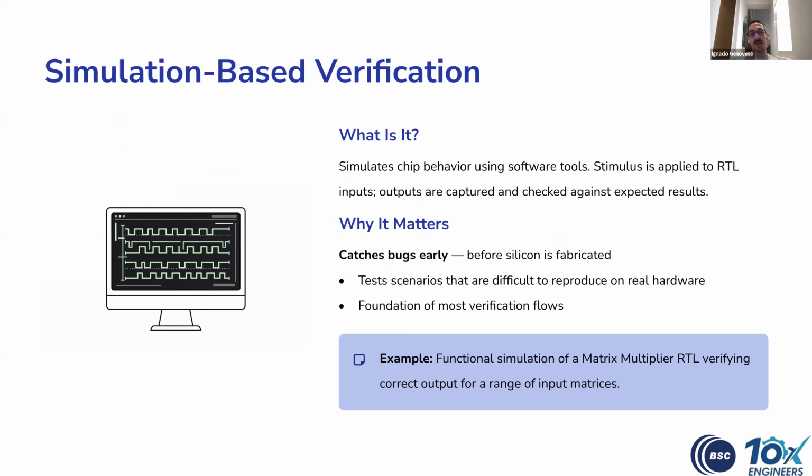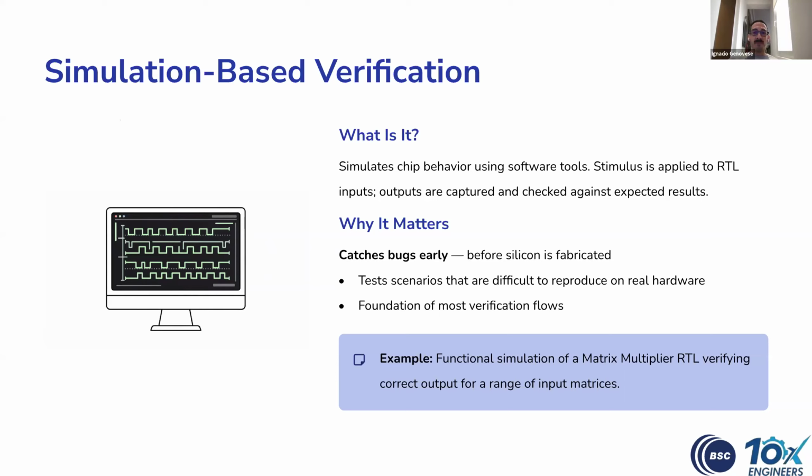Let's begin with simulation-based verification. Here, we use a software tool to simulate the chip behavior. A stimulus is applied to the RTL inputs. The outputs are captured and checked. Here we catch bugs before silicon fabrication, and the test scenarios that we write or produce try to reproduce the real hardware. And this is the foundation of most of the verification flows.